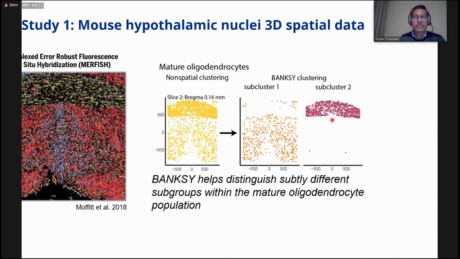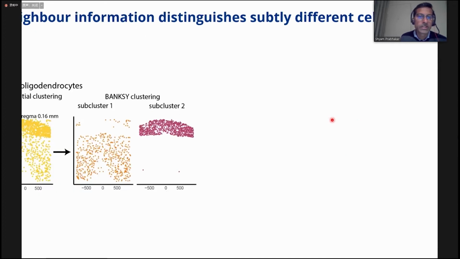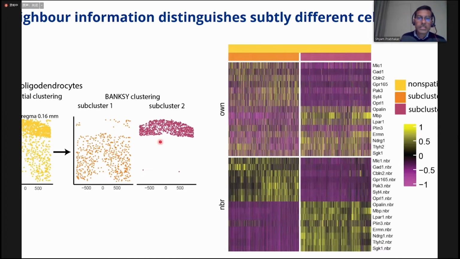Now the question is, is this an artifact of BANKSY? Is this real? Are these genuinely different cell types or subtypes? So here are those cell types again. One cell type based on non-spatial, two subtypes based on BANKSY. Now here you can see what happened. First, look at just the upper half. This is the gene cell matrix. These are some marker genes of these two cell types. Orange means these cells. Dark red means these cells. You can see here, if you have the right color scale and the right marker genes, you can see in this heat map that yes, these are two distinct cell types or subtypes.